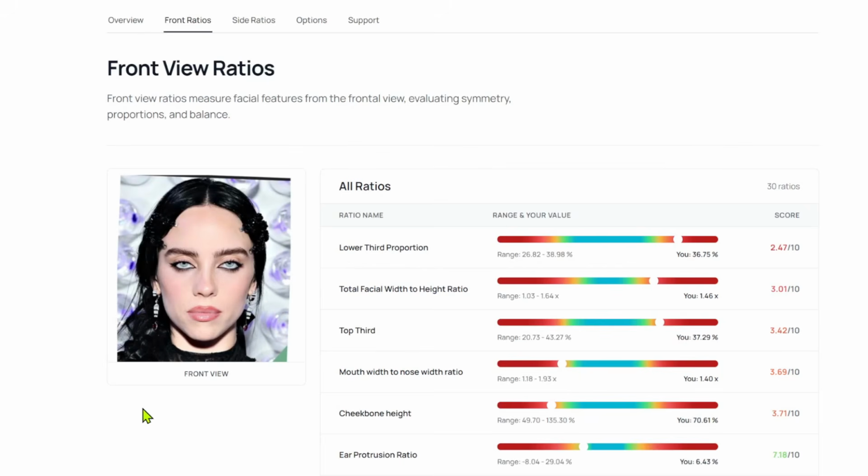So how attractive is Billie Eilish, really? Is she very unattractive? Is she mediocrely attractive? Or is she attractive? In this video, we'll find out.